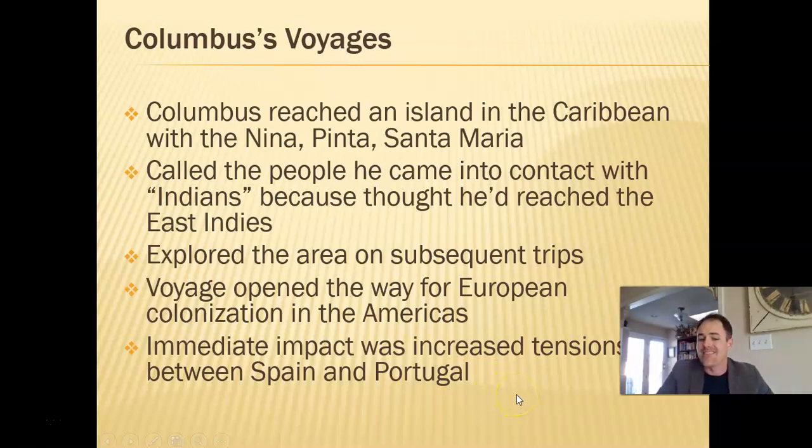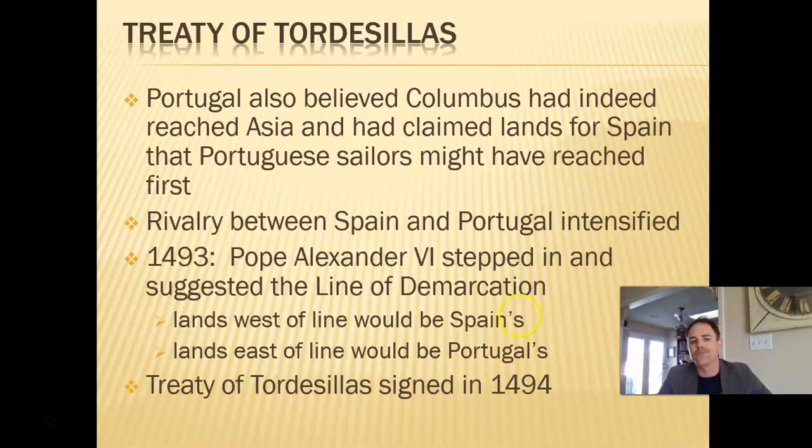Anyway, the impact was increased tensions between Spain and Portugal over who had the right to explore this new world. Portugal thought that Columbus had indeed reached Asia and had claimed lands for Spain that Portuguese sailors might have reached first. This huge rivalry between the two countries eventually led to the Pope stepping in and suggesting a line of demarcation. Lands west would be Spain's, lands east would be Portugal's. They argue for about another year before the Treaty of Tordesillas is signed in 1494.